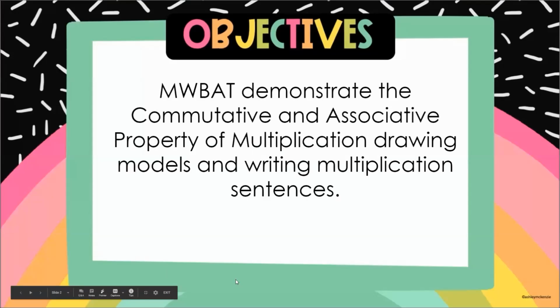Today, mathematicians will demonstrate the commutative and associative properties of multiplication by drawing models and writing multiplication sentences. Those two tricky words are the commutative and associative property. But don't worry, by the end of this video, you'll know exactly what they are.